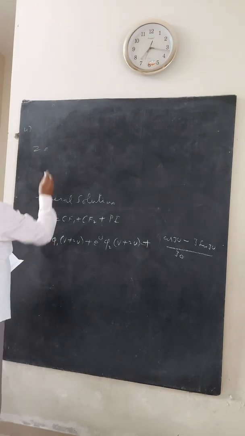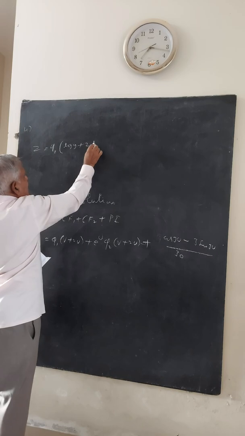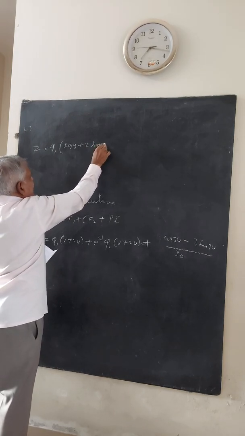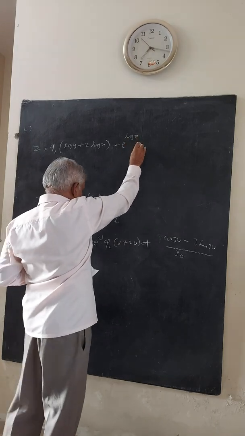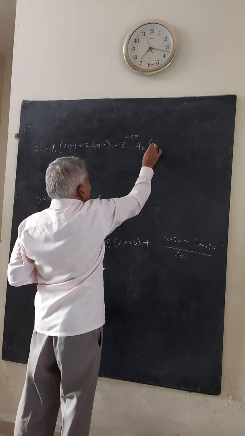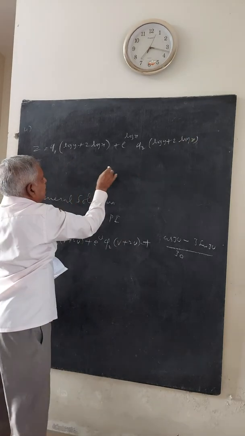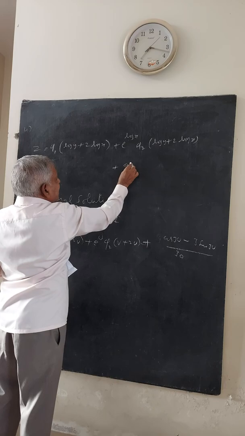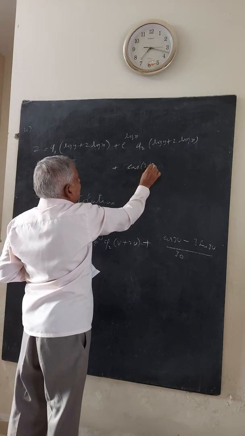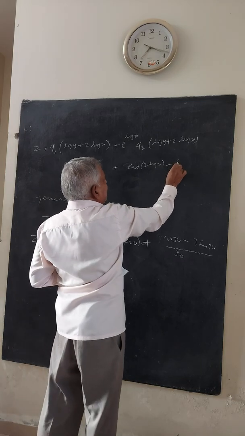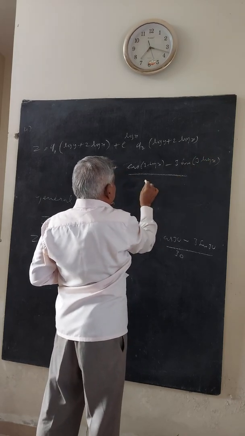Z equal to, applying, phi 1 of v, which is log y, plus 2 log x, plus e power u, which is e power log x, phi 2 of log y plus 2 log x, plus cos 3 log x minus 3 sin 3 log x by 30.